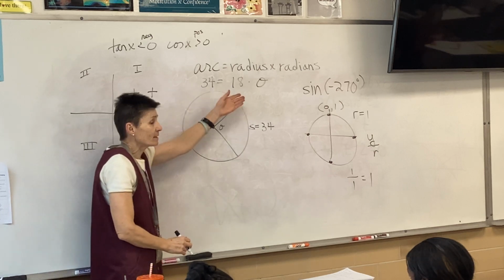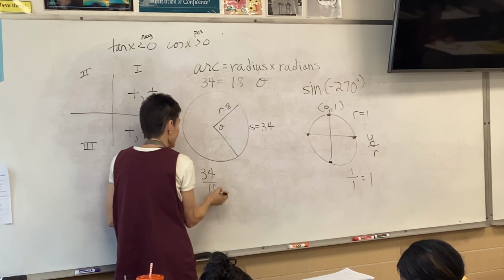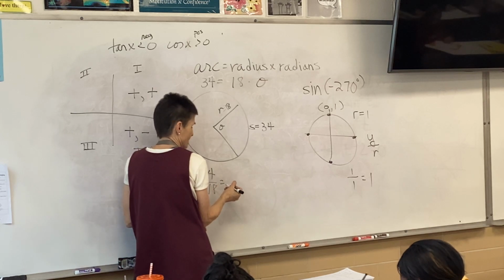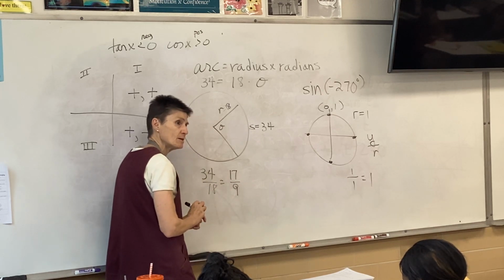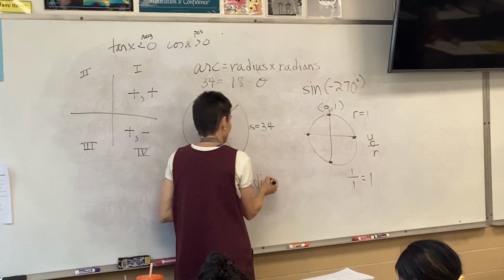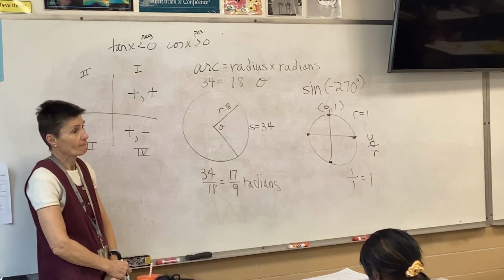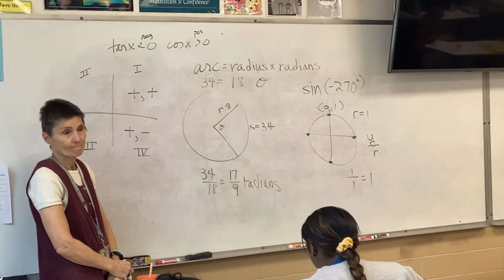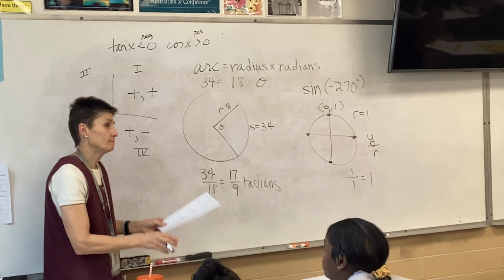That's simple. What am I going to do? Divide. So 34 over 18 is 17 over 9. And what's the unit on that? 17 over 9 what? Radians. There's your answer.